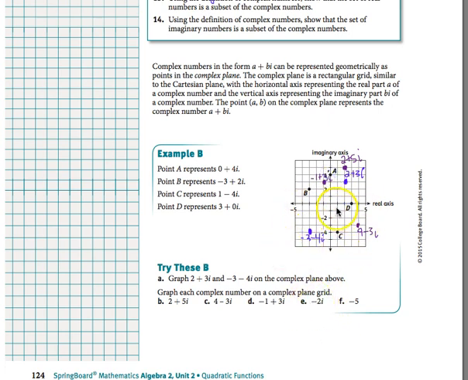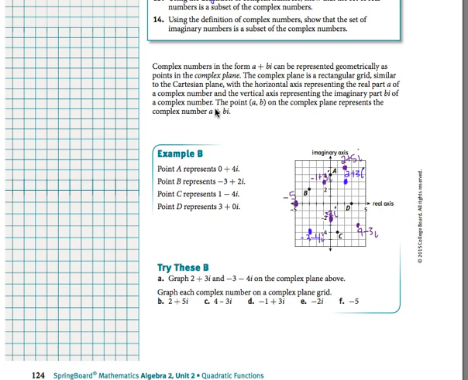Then E, negative 2i. Since there is no real part here, that means the real part is 0, so all you do is just go down the 2. So negative 2i is right there. And then F only has a real part, no imaginary part. So you go left 5 units, and that becomes our negative 5. All right. So that is the gist of what we have with the complex numbers.